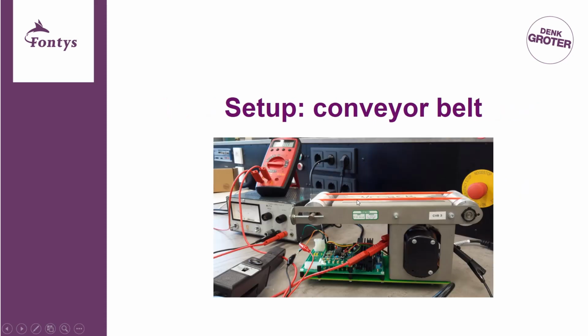So this is my setup for the conveyor belt. Here we have my conveyor belt, which is powered by this voltage source over here. And in this conveyor belt setup we have the motor over here. You can see it very well in this picture, but attached to that motor shaft, this is the encoder. And on the other side of the motor there is a belt, which is also not shown in this picture, which drives that pulley over here.